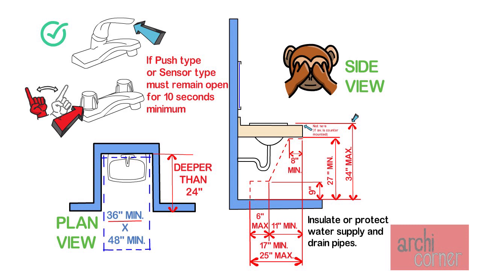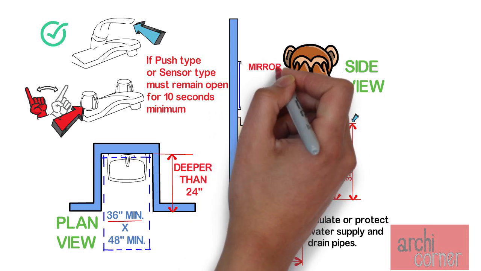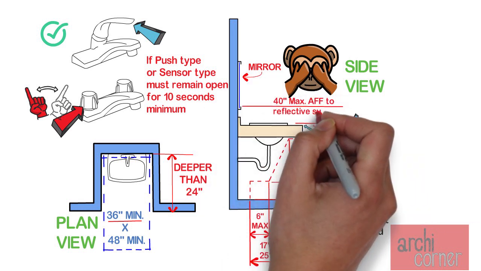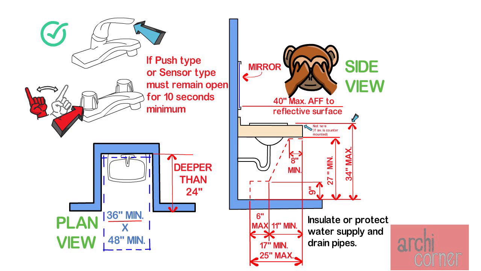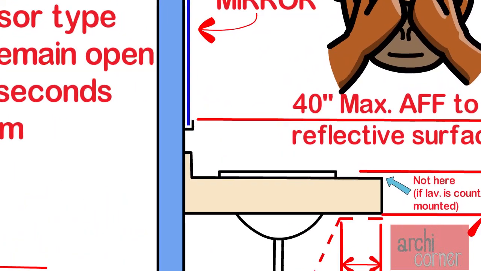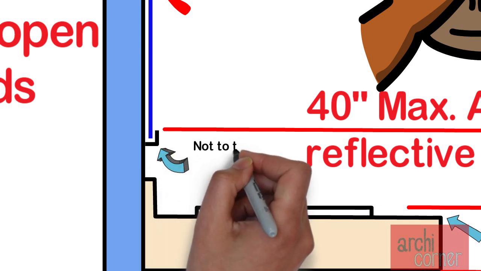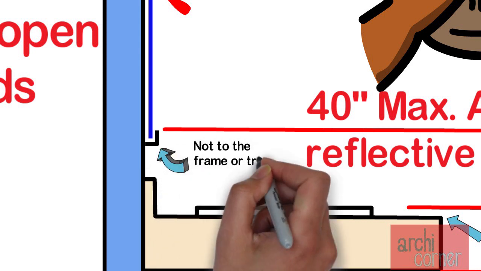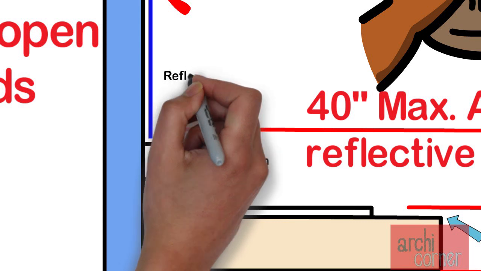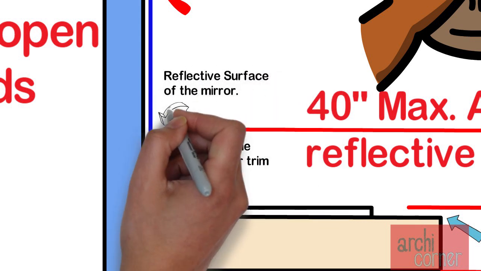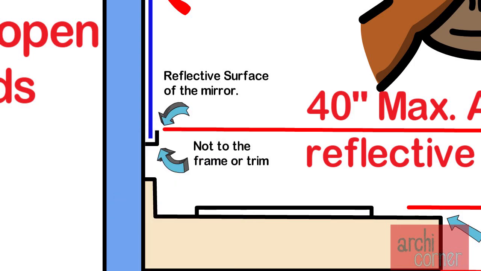Let's move on to mirrors. If a mirror is provided above a lavatory, the bottom edge of the reflective surface must be at 40 inches above finished floor maximum. Let's zoom in here because it is important to note that this is not measured to the frame or trim that surrounds the mirror. No, this is measured to the reflective surface, which in this case would be up here.